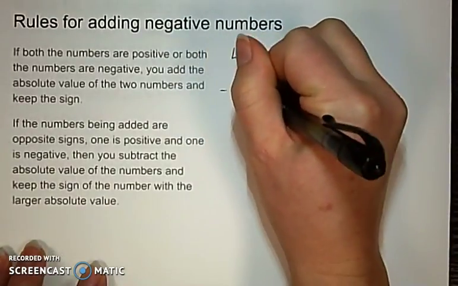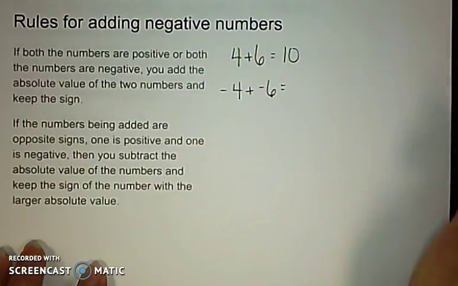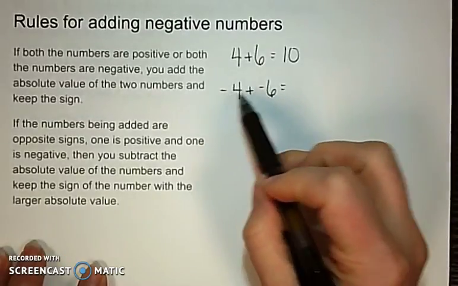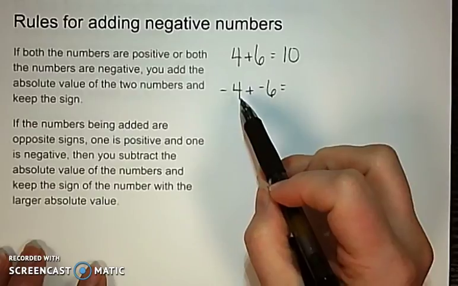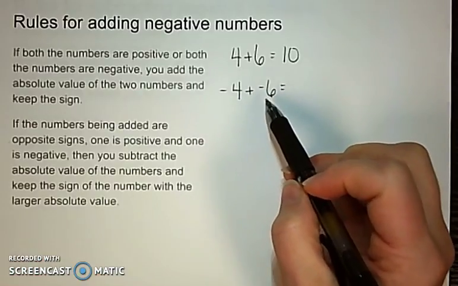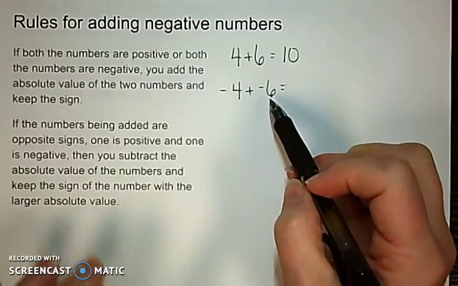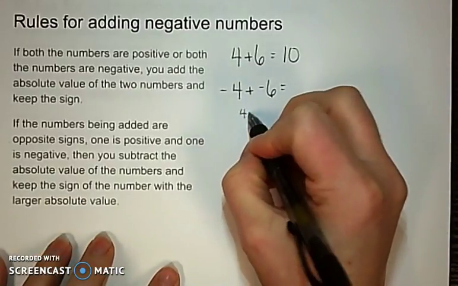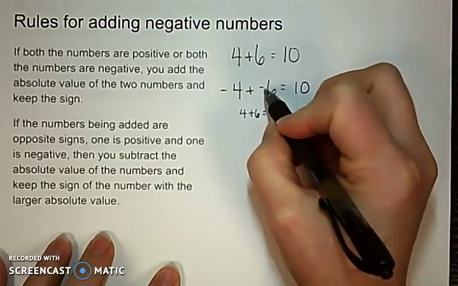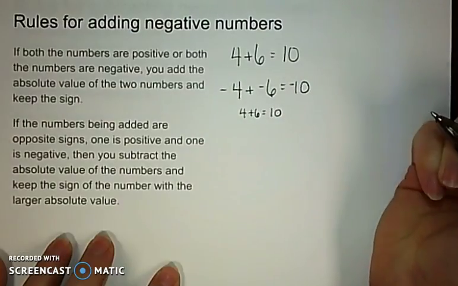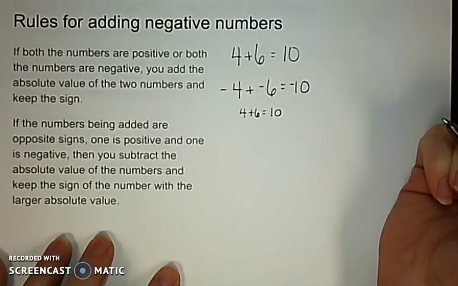If I had negative 4 and negative 6, once again, they are both the same sign, so they are both negative. So the absolute value of 4, well, it is 4 spaces away from 0, so that would be 4, and negative 6 is 6 spaces from 0, so that would be 6. So 4 plus 6, again, gives me 10, and in this case, it was negative, so it's a negative 10.